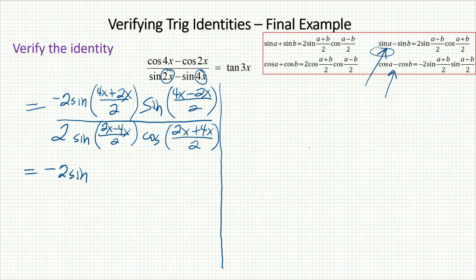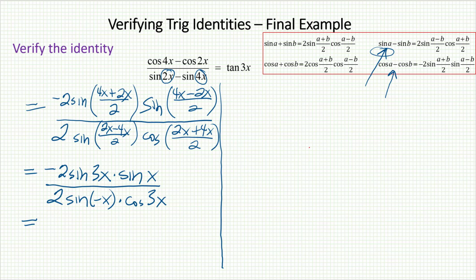Let's see, up top there, 4x plus 2x is 6x, divided by 2 would be 3x. And for the other one, 4x minus 2x is 2x, divided by 2 is just x. On the bottom, I've got that 2x take away 4x, negative 2x divided by 2 is negative x. And I think I've got another 3x for the other one, right? 6x divided by 2. Okay, now so far, maybe we're wondering, is this really helping? Sometimes we try things and it doesn't help. Here's what I notice. I've got that sine of negative x, but I can use the negative angle identity for sine in order to rewrite that.